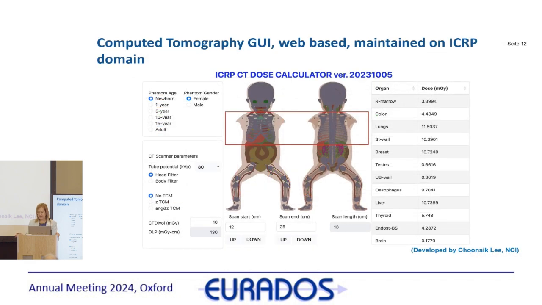The results can be accessed with ASCII files as well as with a special GUI, which has been developed for this purpose, and is going to be based and maintained on the ICRP domain. So the user has to enter their own parameters. There is also the choice to study the effect of tube current modulation. And yes, the user enters their own protocol, so we do not recommend any protocols.